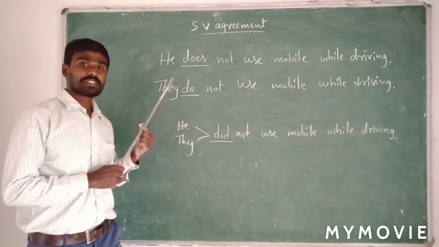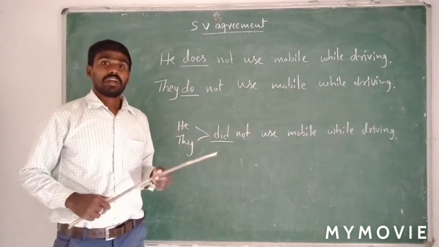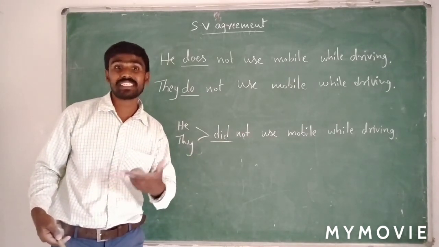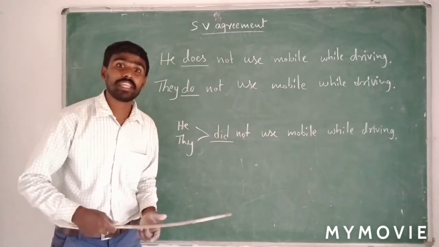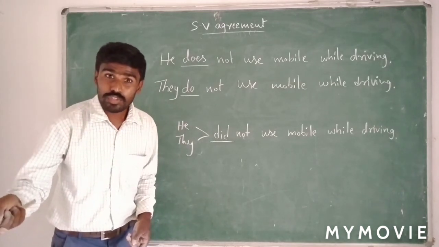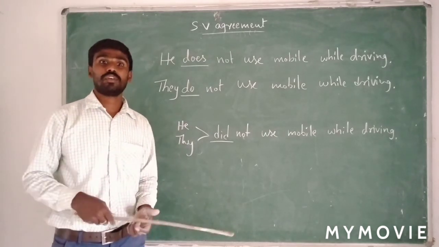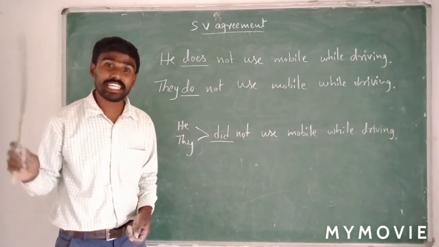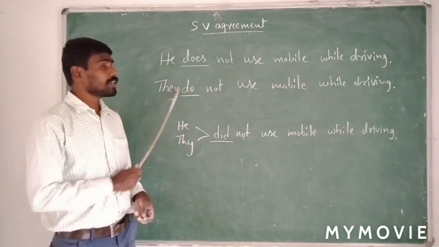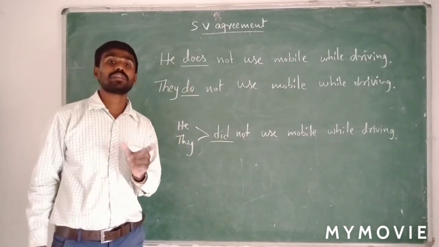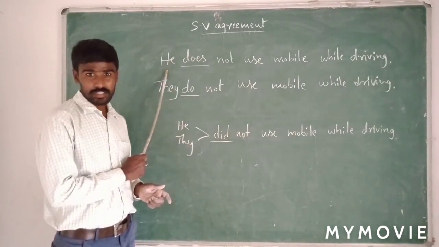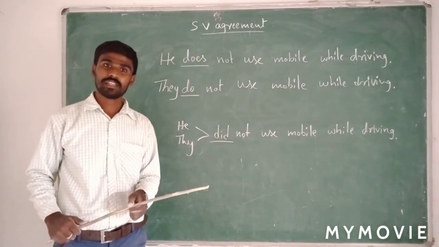Here many students are confused. Some students frame sentences like this: he do not know, he do not have money. No, he does not have money. You does not know? No, you do not know. She don't know? No, she does not know. In present tense, it is very important to use the correct form of the verb. You have to look at the subject and you have to look at the tense, right?